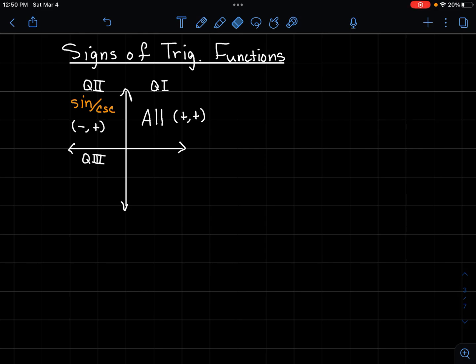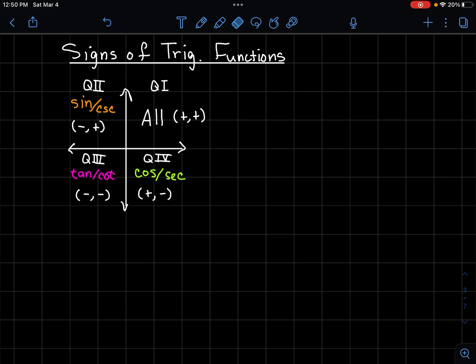Moving on to quadrant 3, the only trig functions in this quadrant that'll be positive are tangent and cotangent. All the rest will be negative. Their ordered pairs are negative, negative. And then finally, quadrant 4, the only trig function here that would be positive, that would be cosine and its reciprocal function secant. And their ordered pairs down here are positive, comma, negative.